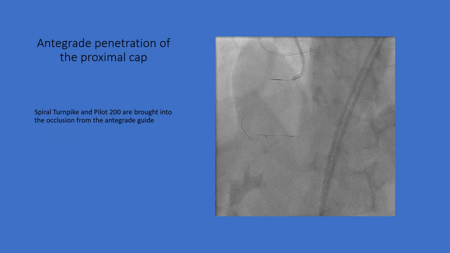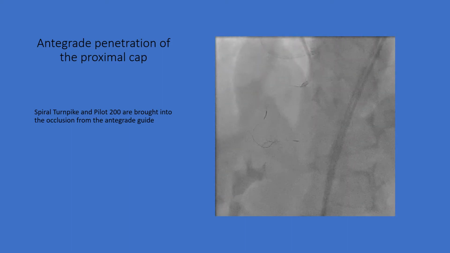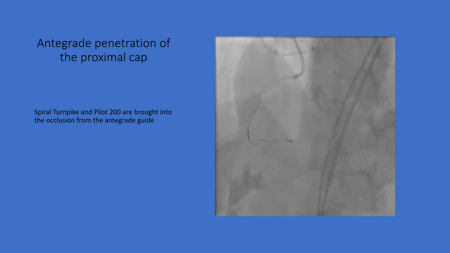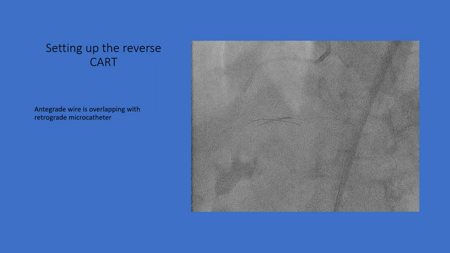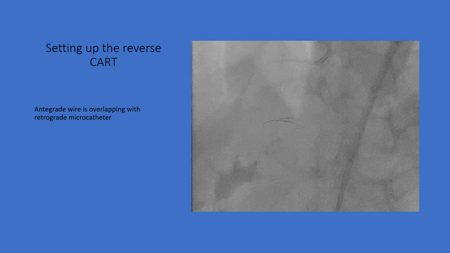Here, we switch gears to the antegrade guide. A Spiral Turnpike and a Pilot 200 are being used to penetrate the proximal cap, which was not that difficult since the proximal cap had been worked on a few weeks before. And now the antegrade wire is overlapping with the Turnpike LP. Therefore, we're getting set up for reverse CART. An 8-French guide extender is advanced to the site of the proximal cap in order to do so.